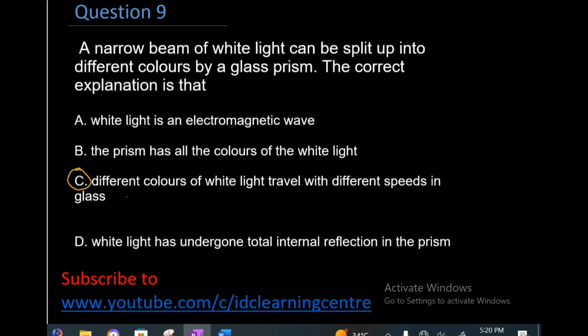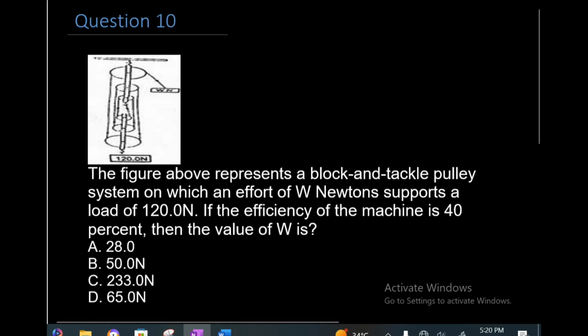Alright, so let's go to the next question. Question 10, we have a diagram here. The figure above represents a block and tackle pulley system on which an effort of W newtons supports a load of 120 newtons. If the efficiency of the machine is 40%, then the value of W is dash.